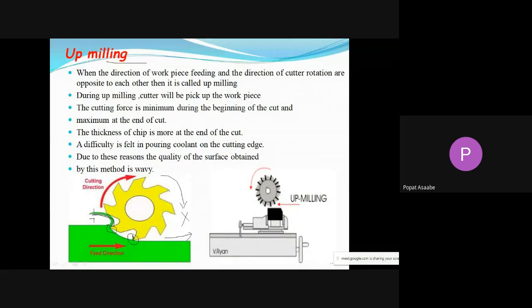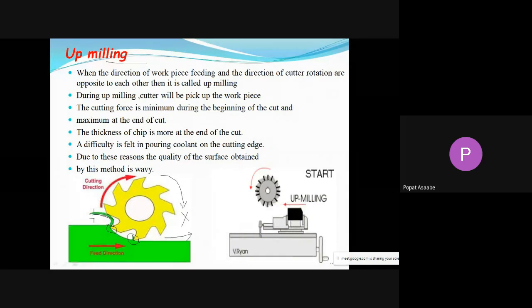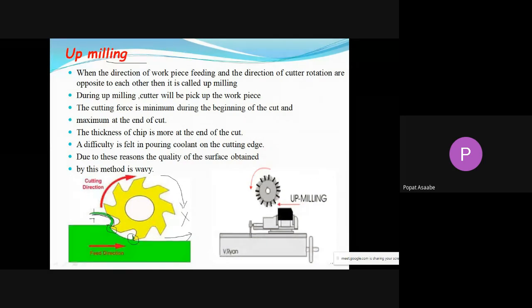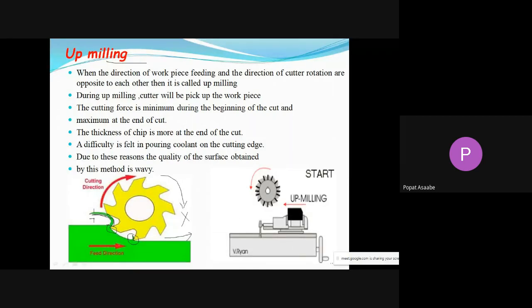In up milling, it is difficult to pour the coolant on the cutting edges, so it does not produce that good a surface finish. And another point is, in up milling, when the cutter is rotating, it creates an upward force on the workpiece, so there may be chances of lifting the workpiece. So for up milling, it is necessary to use good clamping.